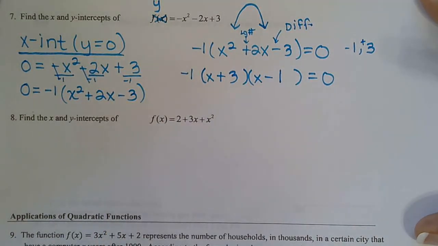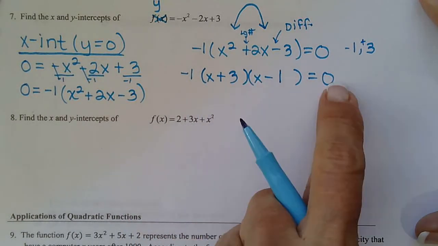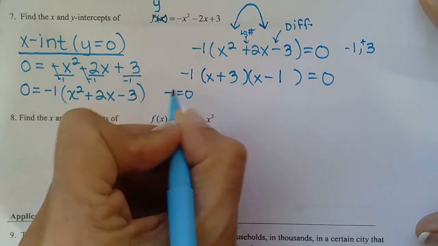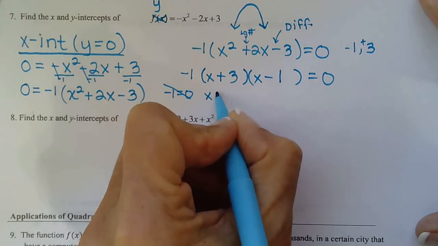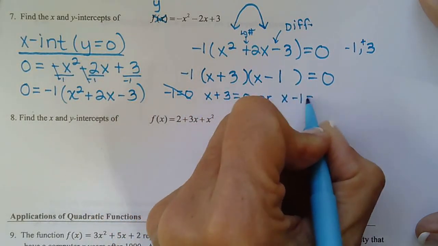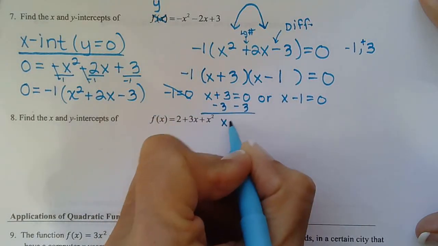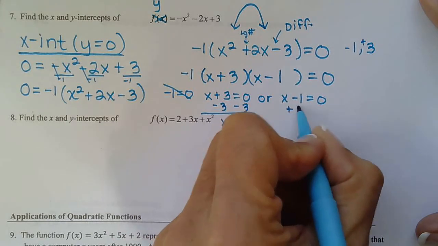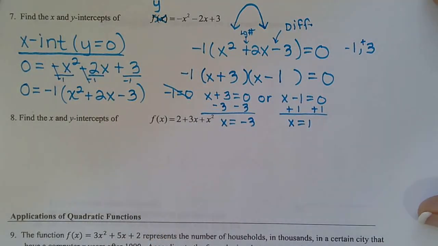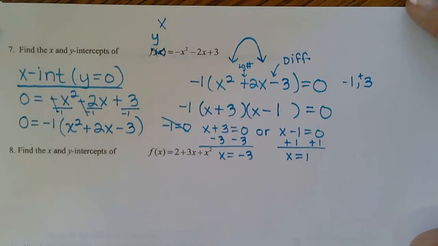And then our last step of finding the x-intercepts is if a times b equals 0, then one of these three things must be 0. Well, that's never true, so we can cross it out. x plus 3 equals 0, or x minus 1 equals 0. So we get x equals -3, or x equals positive 1. So my x-intercepts, let's put them up here.